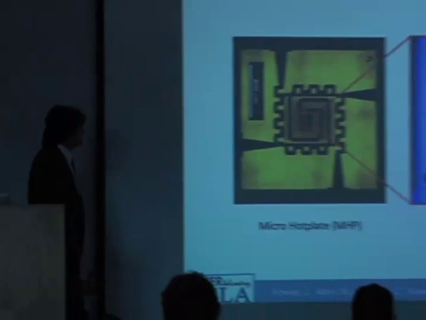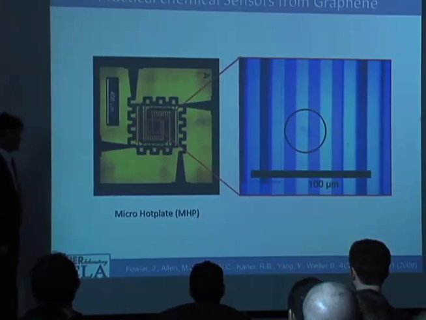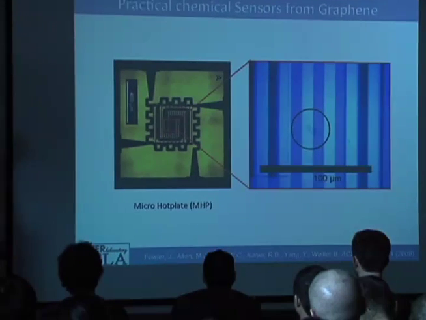So my friend Bruce Weiler makes micro hot plate sensors. He asked me if we could put some graphene on one of his micro hot plates for sensors. And so here's a little piece of graphene that we put between two interdigitated electrodes.